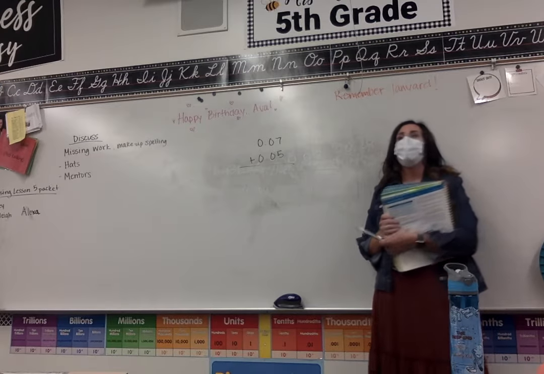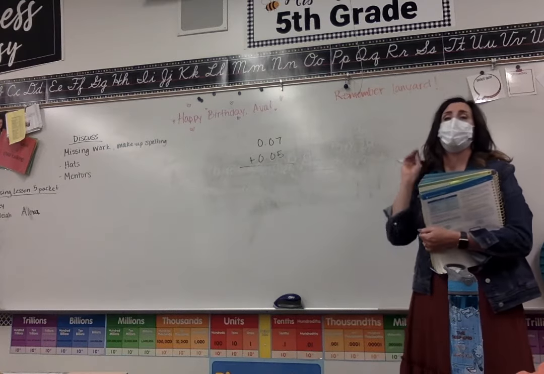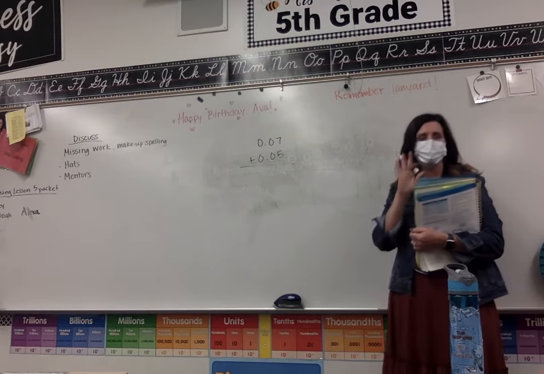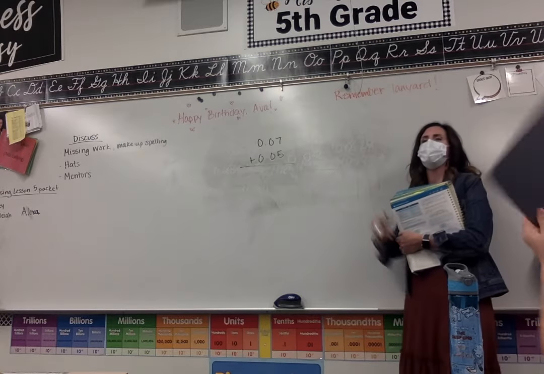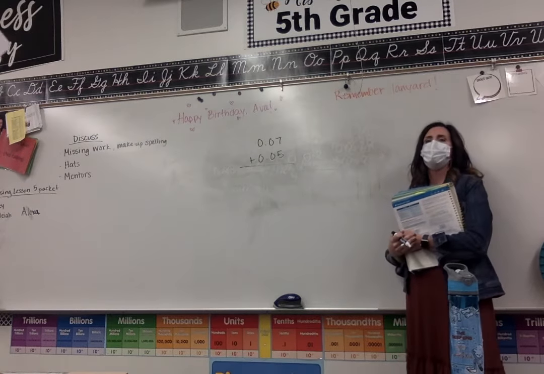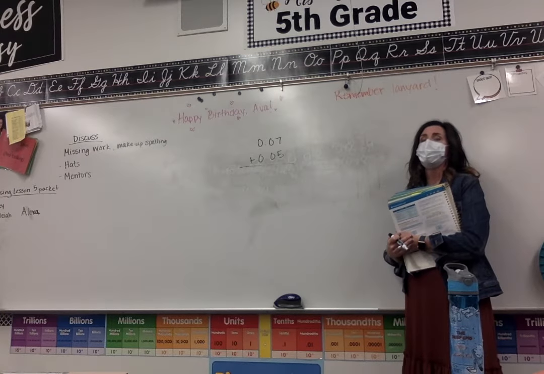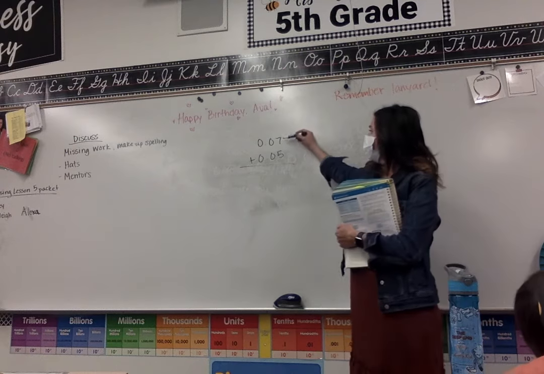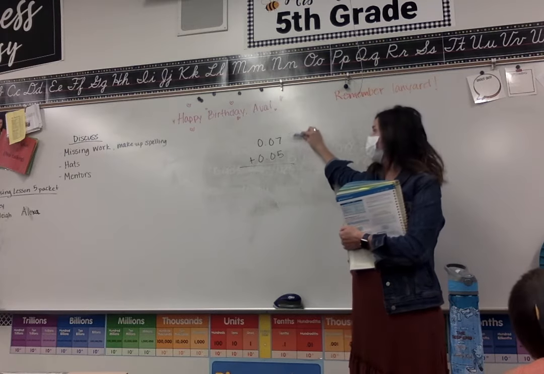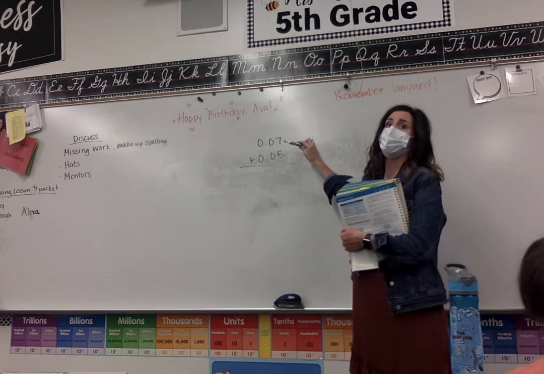Okay. I see a lot of people have it right, and I see a few people that aren't quite there. So let's try it together. Put your boards down. Lids are on your markers. Let's try this together. Okay. Everybody got this part right. 7 plus 5 is 12.